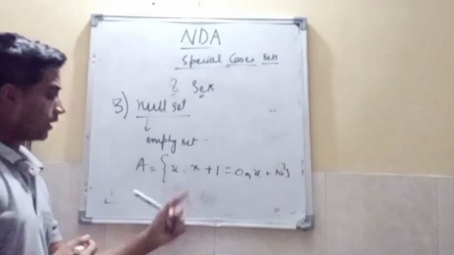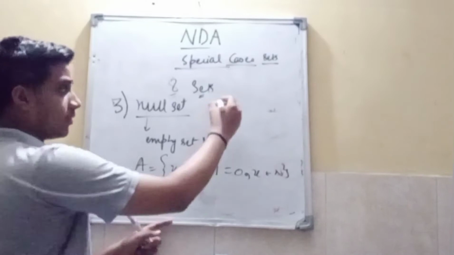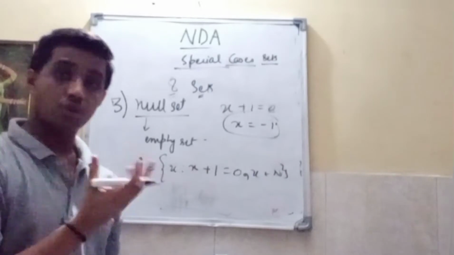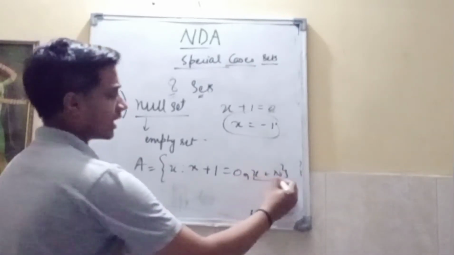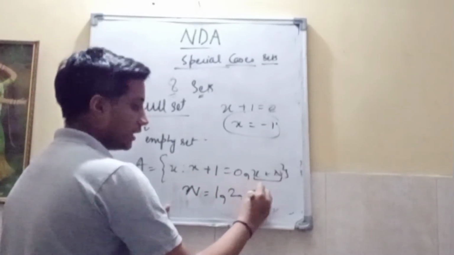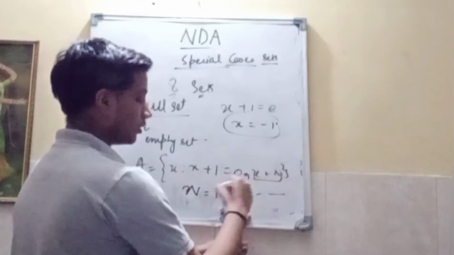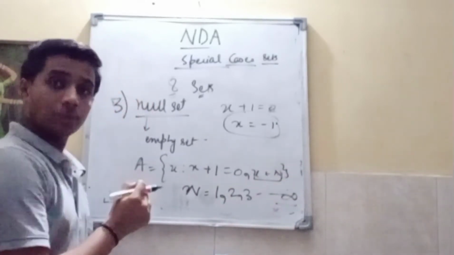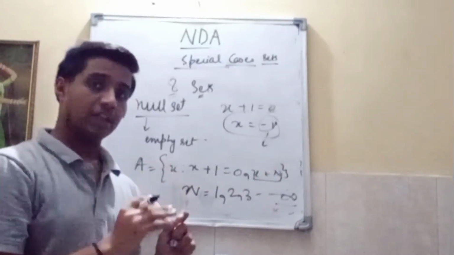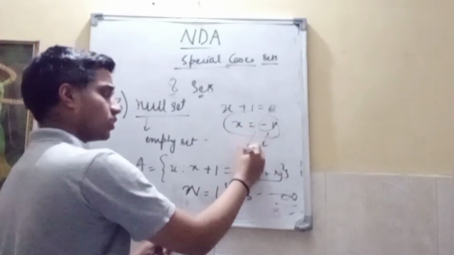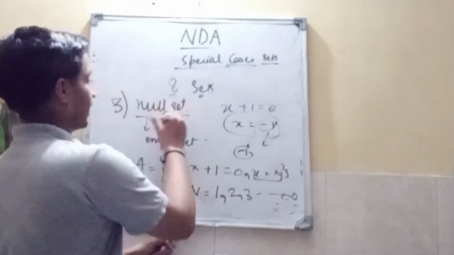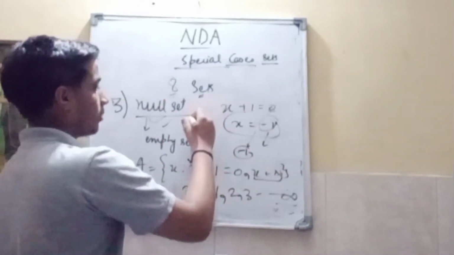See, here the condition is x plus 1 is equal to 0, so x is equal to minus 1. The solution is x is equal to minus 1. Then we have to check if x belongs to natural numbers. The natural numbers start from 1, 2, 3 to infinity, but minus 1 is not included in this. So minus 1 is not a solution of this set. Hence there is no solution in this set, hence it is a null set. And a null set is also represented by ϕ.